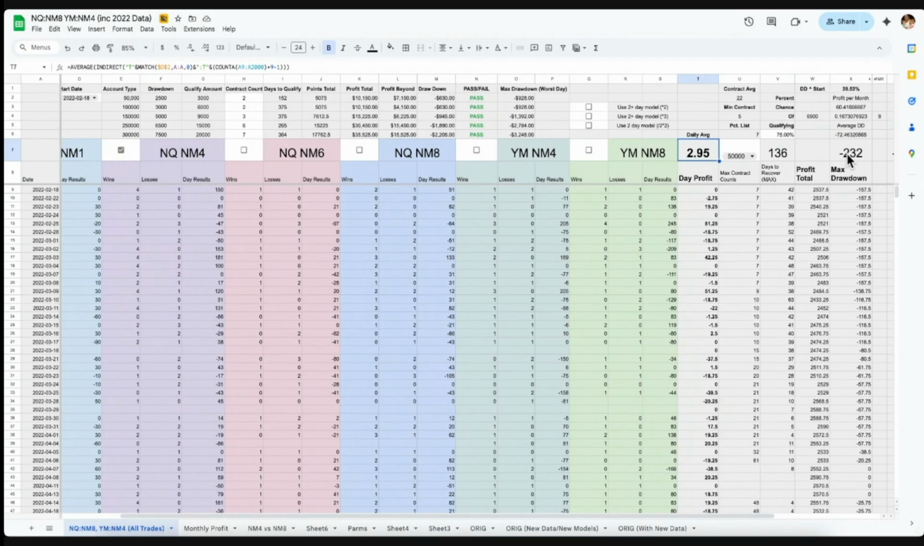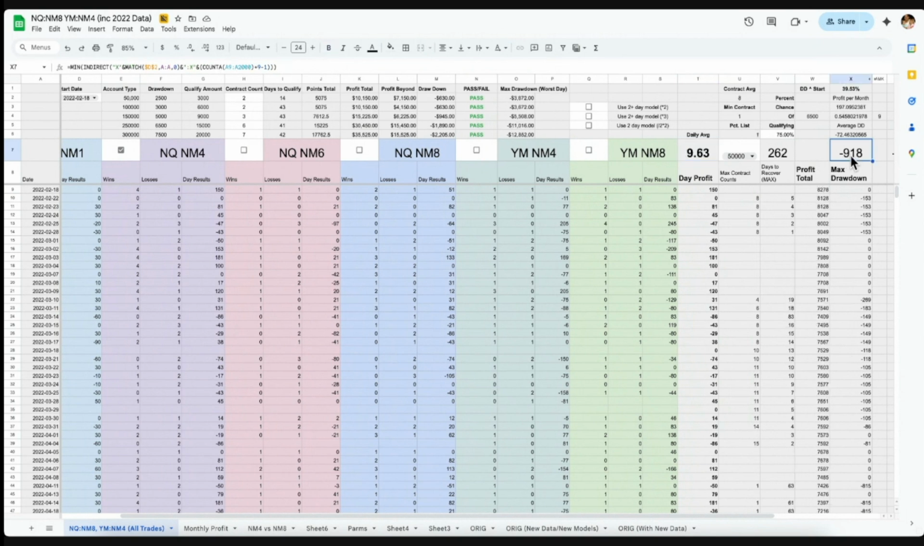So it's the equivalent of 2 models running, but the drawdown again is up in the, I think it's the 900 or 1,000 level. I don't remember exactly off the top of my head. 918 points. So it's more. It's almost, well, we'll say 350 points higher than playing these 2 models.